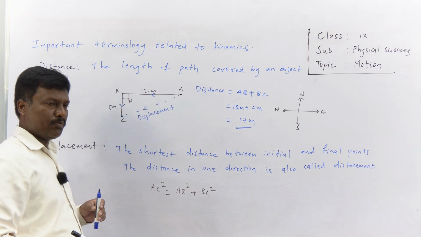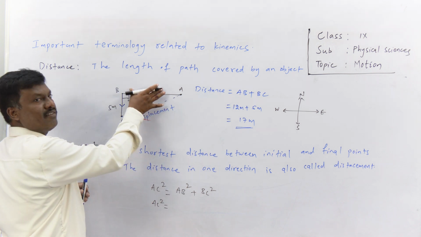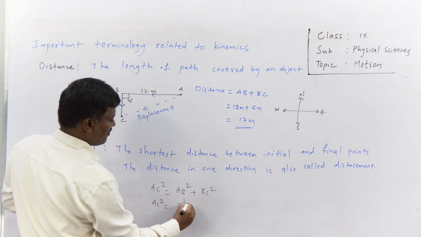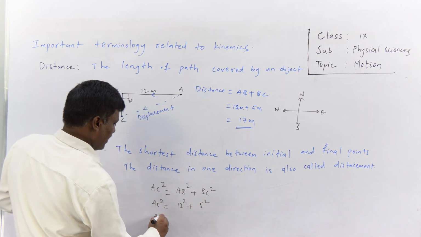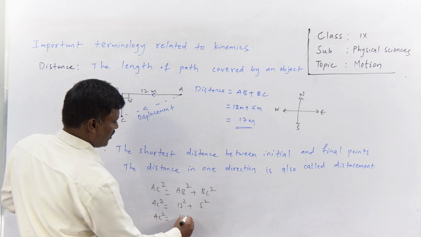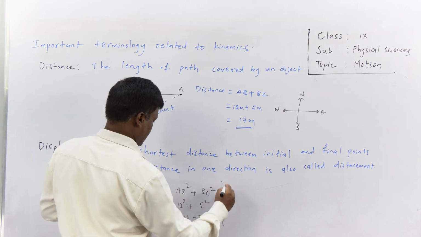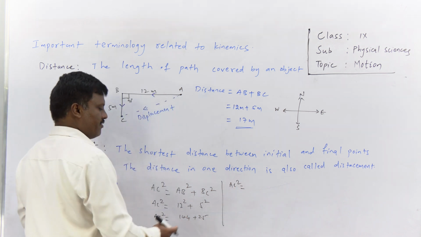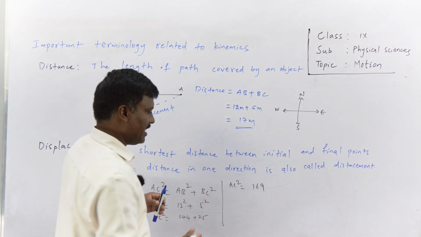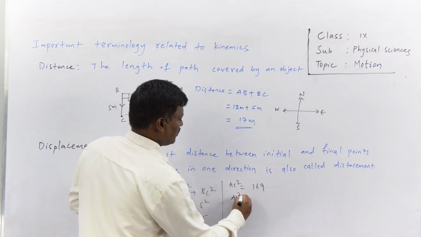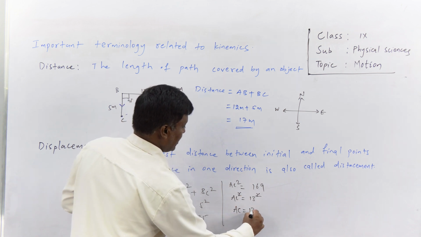I hope you understand how to apply the Pythagoras theorem. Okay, AC square is equal to AB square. What is the AB value? Length of AB is 12 square, plus BC. What is the length of BC? 5 square, right? Then AC square is equal to 12 square, which is 144, 12 into 12, plus 5 square, which is 25, 5 fives are 25. Then AC square is equal to 144 plus 25, which is 169 meters. 169 can also be written as 13 square, 13 into 13 is 169. The squares cancel, then we get AC is equal to 13 meters.